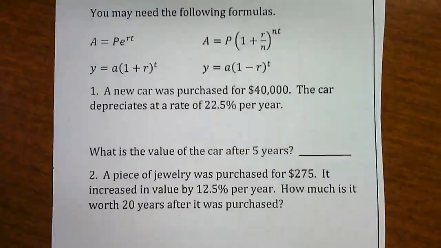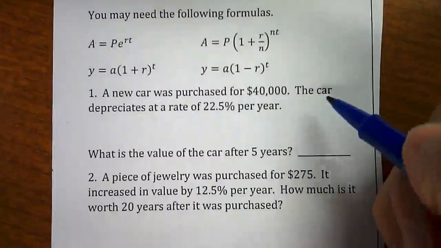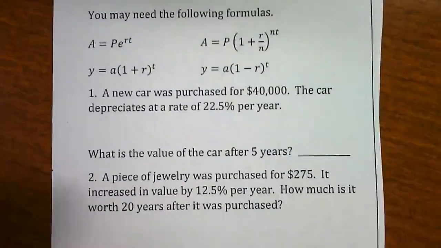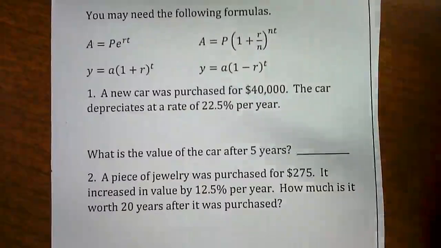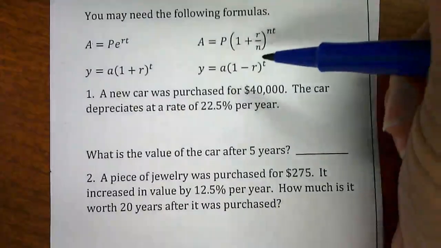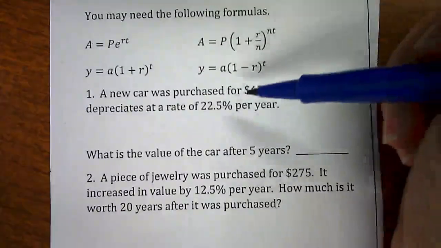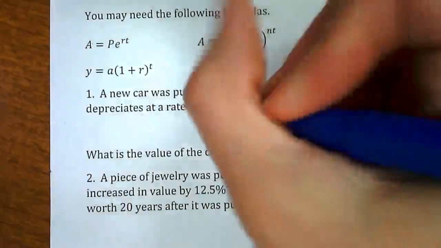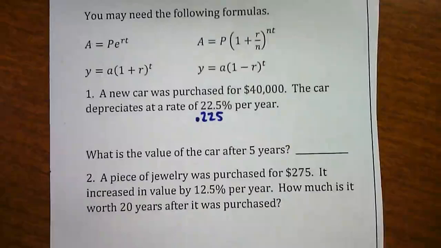Alright, for calculator questions, it says a new car was purchased for $40,000. The car depreciates at a rate of 22.5% per year. These are the four formulas that we have. For depreciation, we're going to use an exponential decay formula because it's going down. We need to remember that our rate needs to be written as a decimal, so this is 0.225.